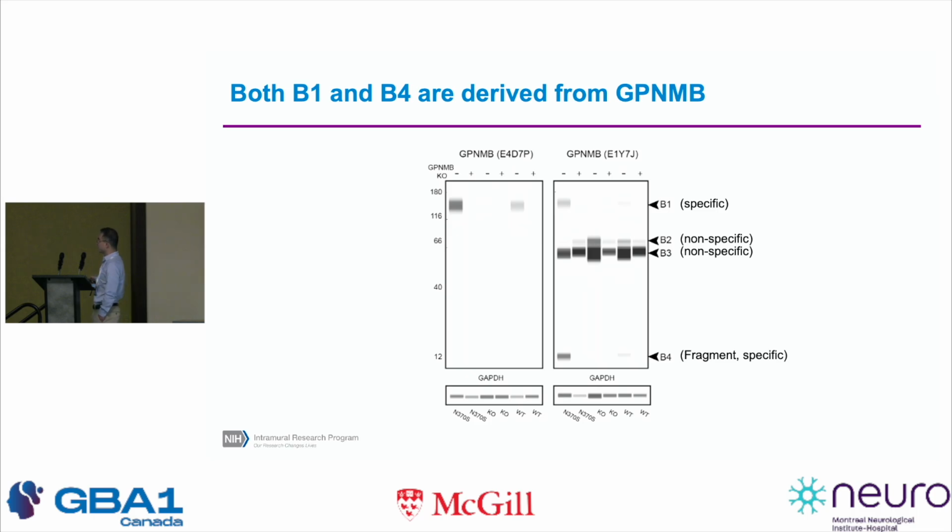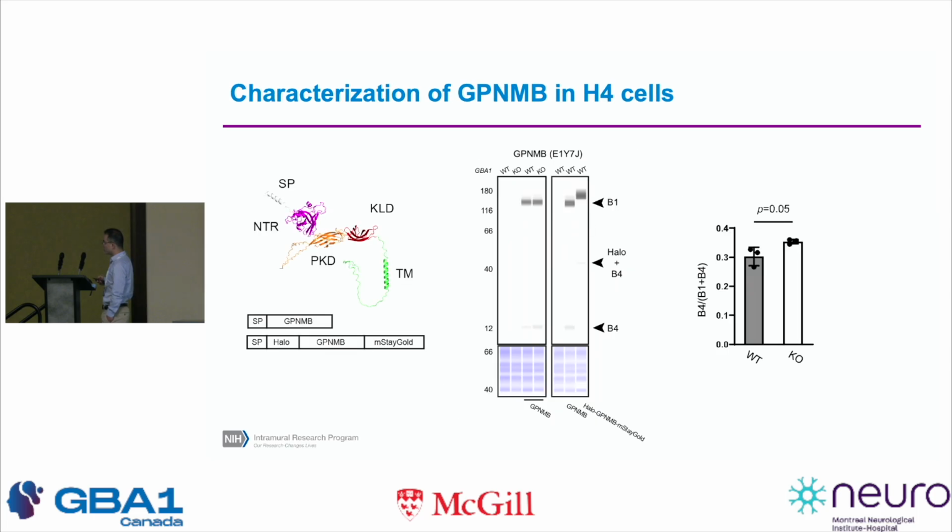To further investigate GPNMB expression and processing, we built 2 constructs. One is to express GPNMB itself, and the other is to express a dual-tag GPNMB with a Halo tag on its N terminus and mStayGold at its C terminus. When we transfected GPNMB into H4 cells, we detected B1 and B4 again. This confirms that these 2 bands are indeed derived from GPNMB itself.